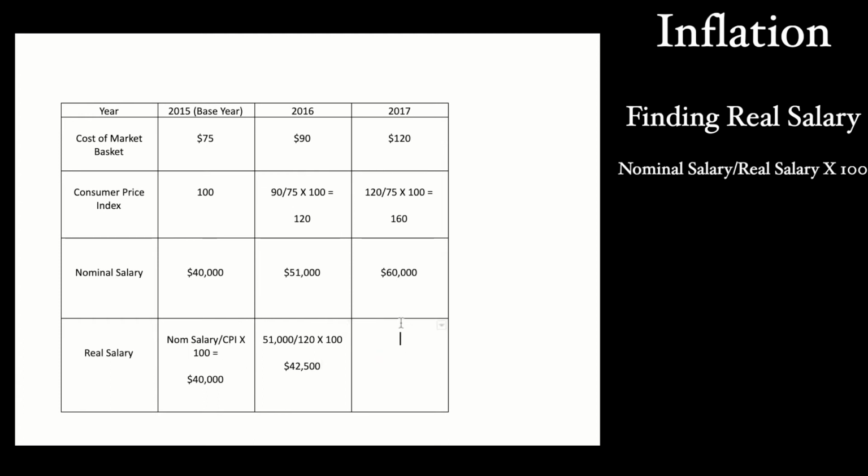Let's do the same thing for 2017 now. We take our $60,000 that we made in 2017, divide it by our CPI of that year of 160, multiply by 100, and that is going to come out to, let's figure it out.